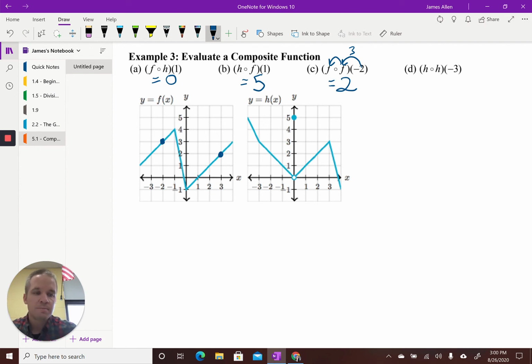And then the last one, h of negative 3, so I'm plugging negative 3 into h. Negative 3 gives me positive 3 as my output. So I'll plug in positive 3 for h, which is right over here, and gives me positive 3 as my output. Awesome. We did it.